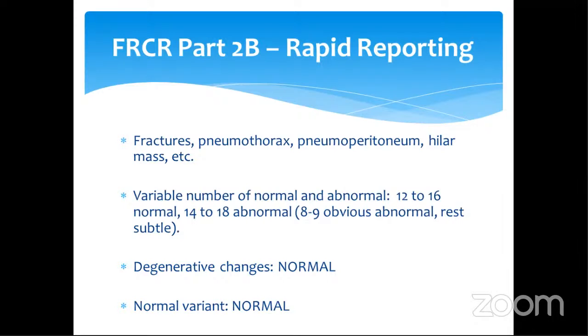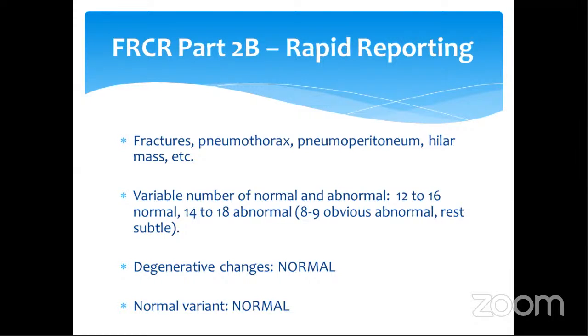There are a variable number of normals and abnormals. Around 12 to 16 may be normal for a session, and you may get around 14 to 18 abnormal, but it still varies. You may end up having 11 normals or 17 normals. And out of these 14 to 18 abnormals, 8 to 9 are obvious abnormals, which any MBBS student will also be able to answer. So they will be obvious fractures or obvious pneumothorax, something like that.